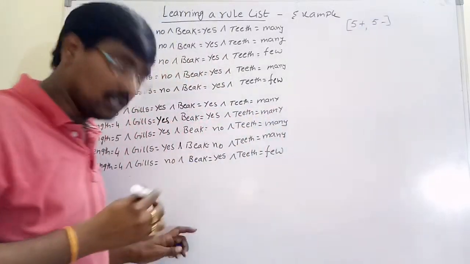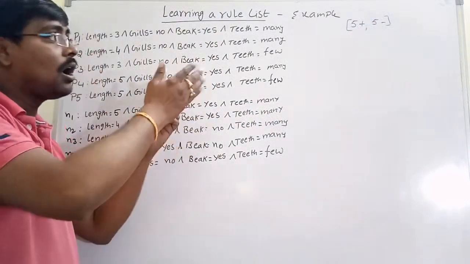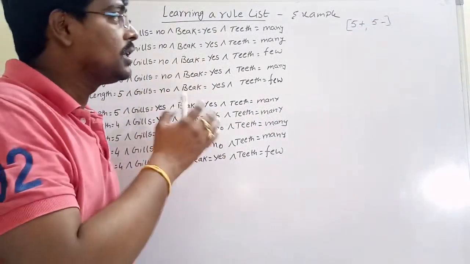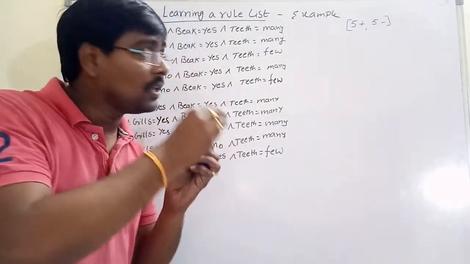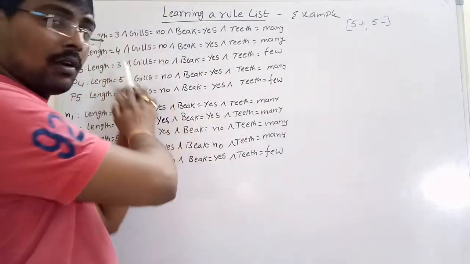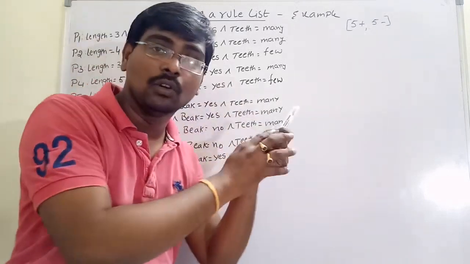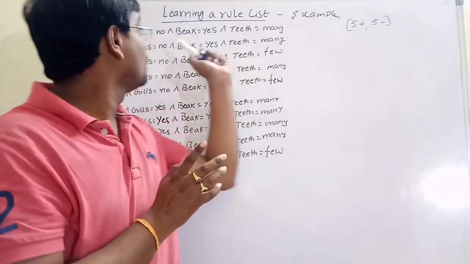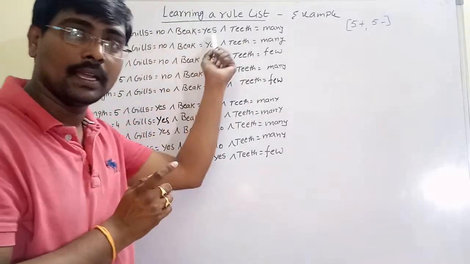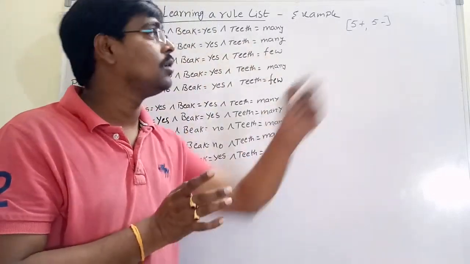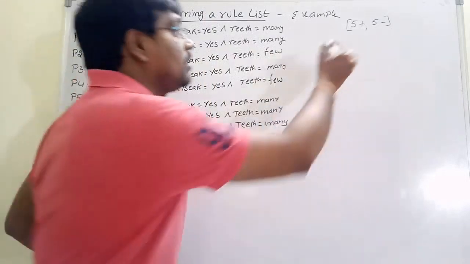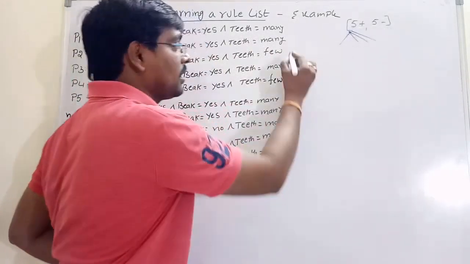From these 5 positive and 5 negative instances, how are they categorized? Suppose length is equal to 3, how many positives and negatives? If length is equal to 4, if length is equal to 5. Similarly for gills, yes or no; beak, yes or no; teeth, many or few. We will categorize each and every one. These are the different categories.